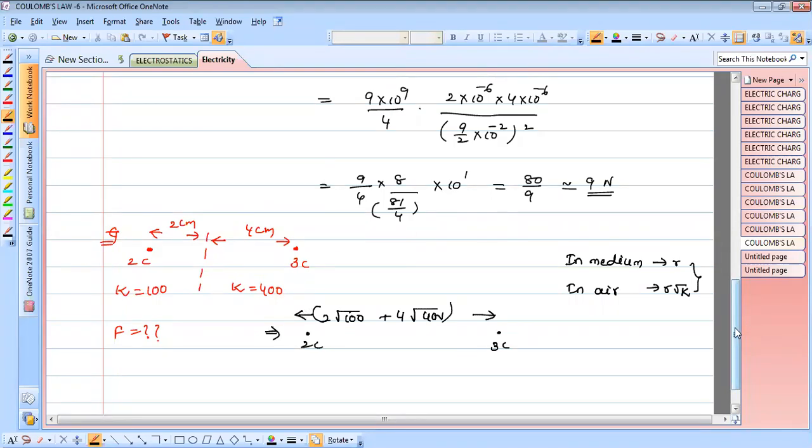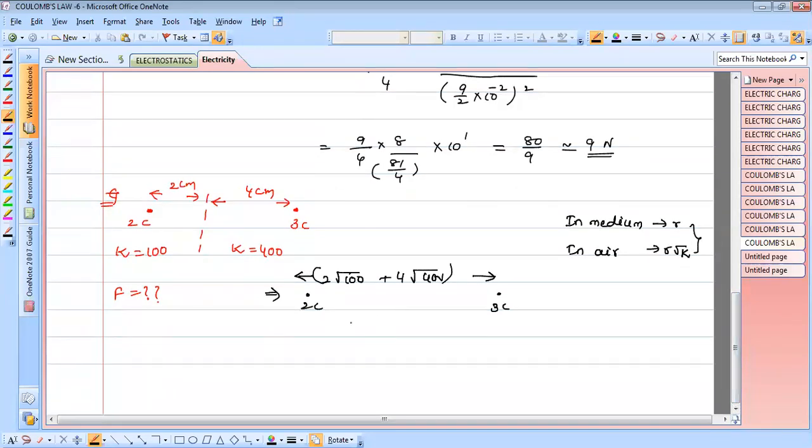think a while. So now this is completely filled with air. So 2 into root 100 means 10, no? 10 into 2, 20. Root 400 means 20. 20 into 4 is 80. So what does the final scenario become? 2 coulombs and 3 coulombs, separated by a distance of 100 centimeter. They all are in centimeter. Now it is filled with air.